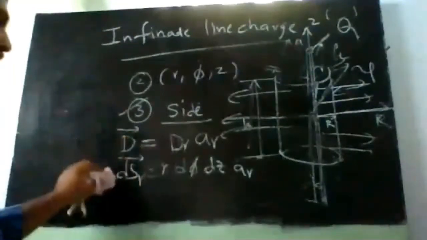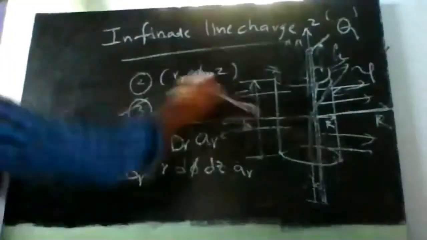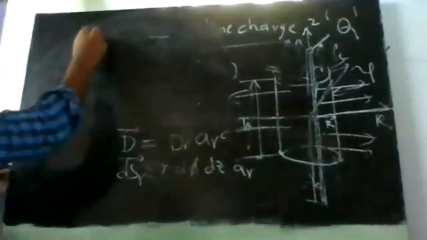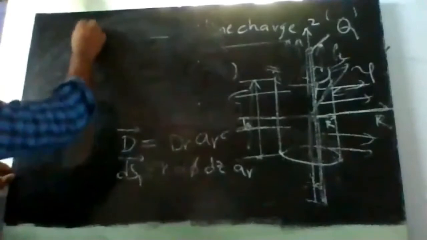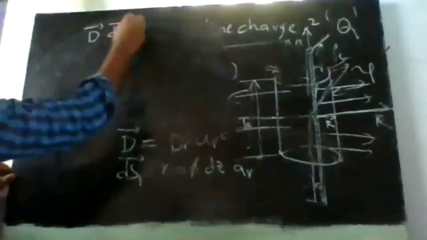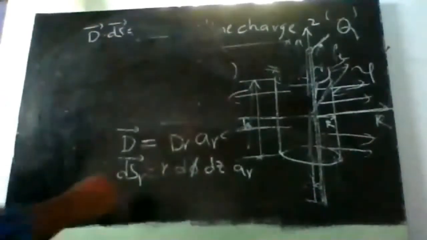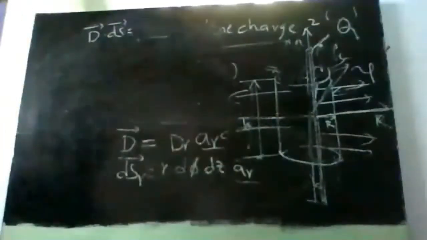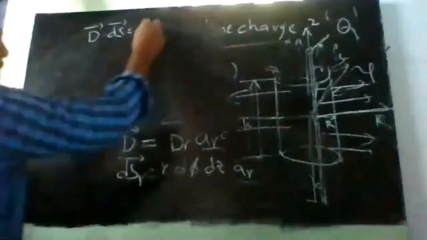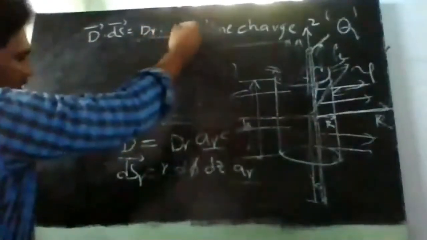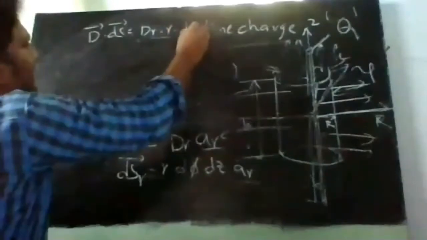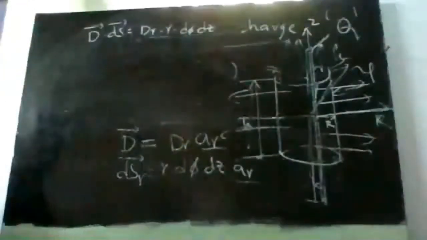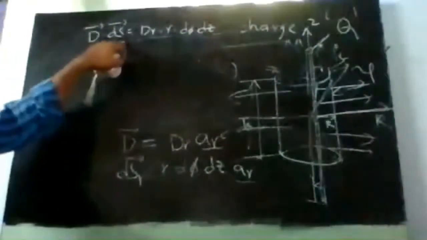I have written dr ar, and ds r is this thing, right? The next step is we have to take the dot product. So when I take the dot product D bar dot dS bar, ar dot ar is 1, so the magnitudes get multiplied. So Dr into r d phi dz. So D bar dot dS bar will be like this.